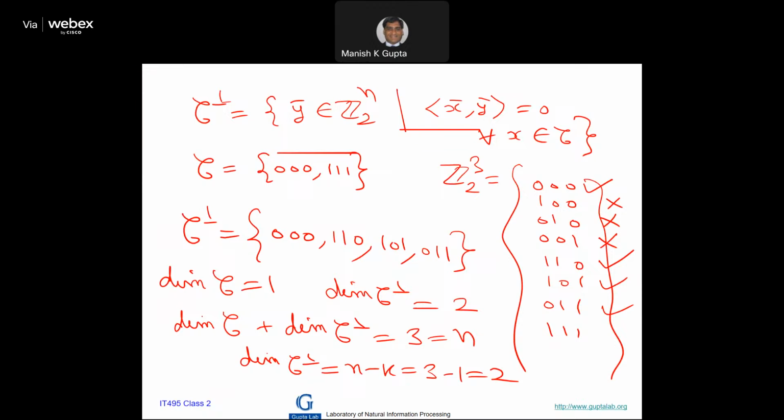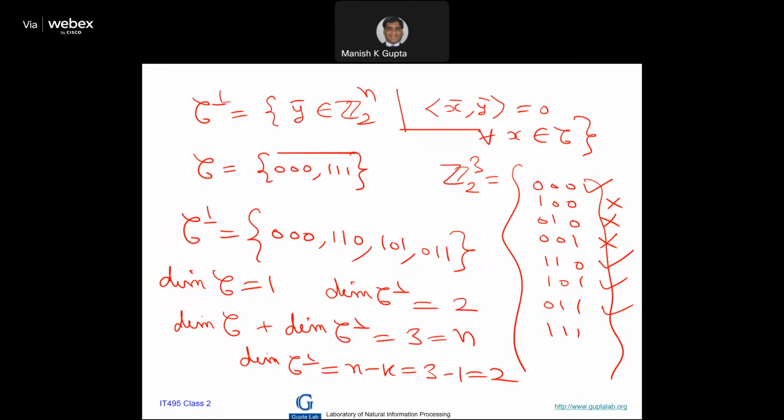Now I am going to give you some idea about the parity check matrix, which is very, very important. Remember, a linear code is nothing but a k-dimensional subspace, and the parameters are small n, small k, small d. Small n is the length, k is the dimension of the space, and d is the minimum Hamming distance. If d is very large, you can correct a lot of errors.